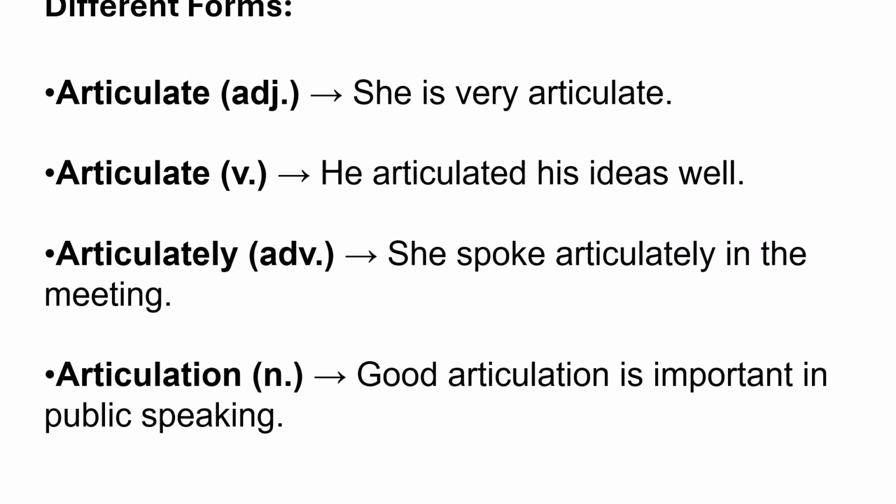Here are different forms and their example sentences. Articulate, adjective. She is very articulate. It's adjective because we are describing she, which is a noun. Articulate. He articulated his ideas well. So here we are using it as a verb.